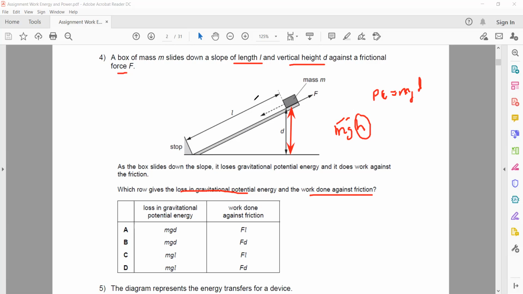Work done is force into distance, so you should take the force against the friction. This one is the force, and the distance which the block moves along the surface is L. So work done will be F into L. A is the right answer. Is it clear? Potential energy is mgh, where h is the height through which the object lowers, and work done is force multiplied by distance, the distance we move along the surface, that is the length.